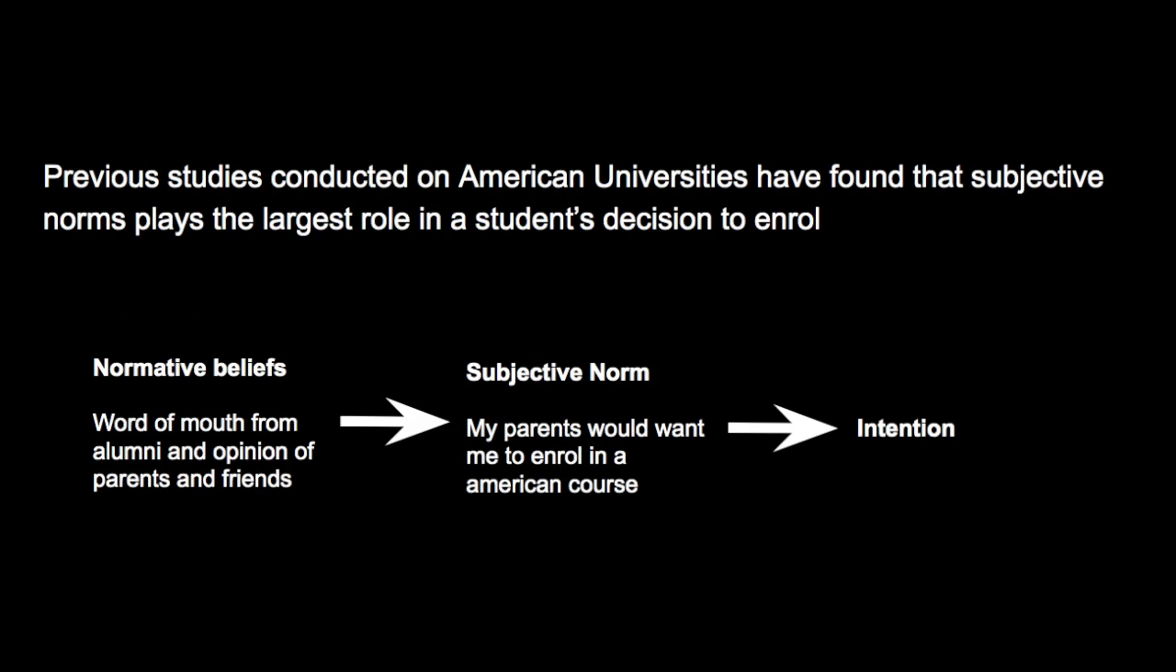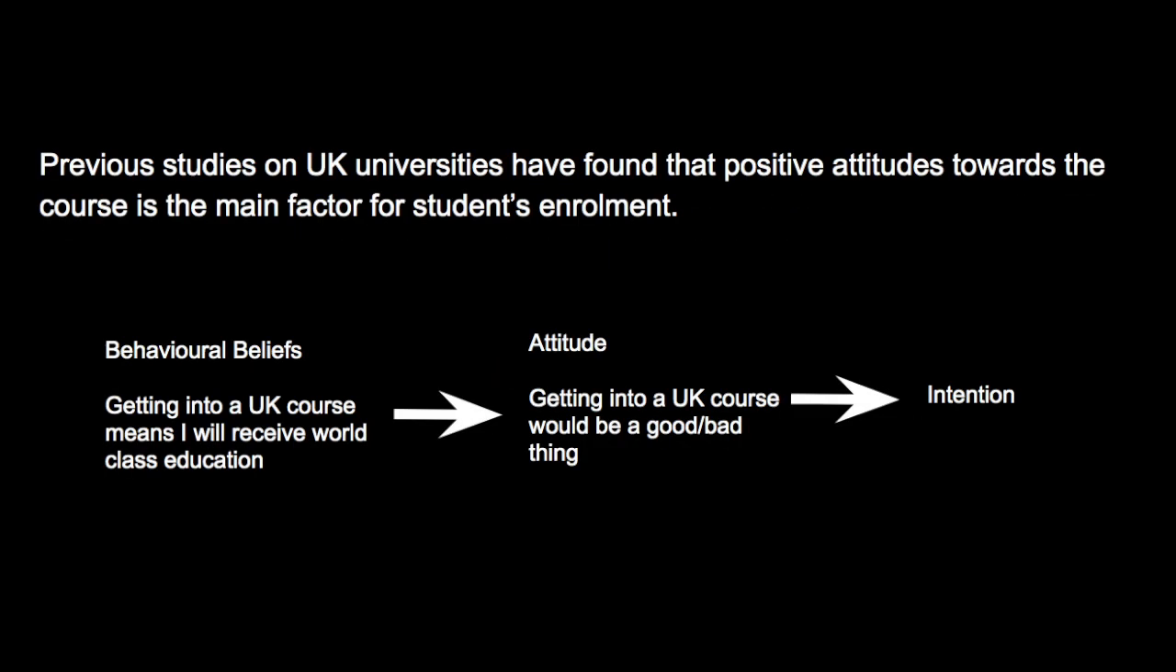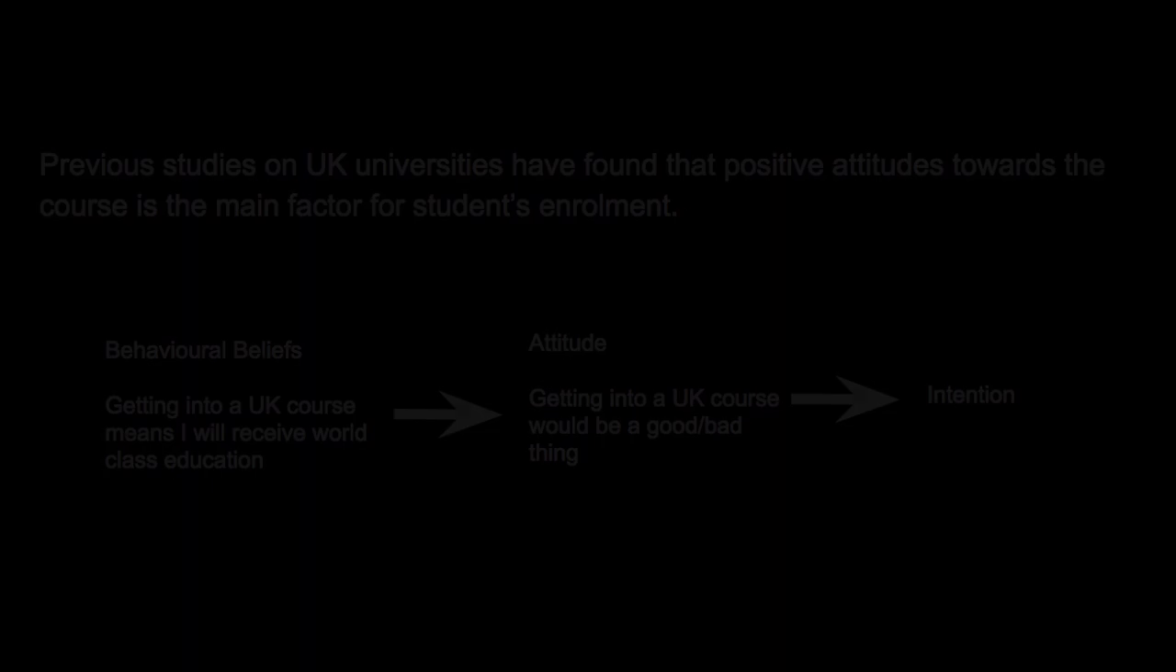Previous studies conducted on American universities have found that subjective norm plays the largest role in a student's decision to enroll. This includes parents, family members, and friends, especially the parents who are the major financial providers to these students. Previous studies on UK universities have found that positive attitude towards the course as a result of good reputation and high quality education is the main factor for students' enrollment.